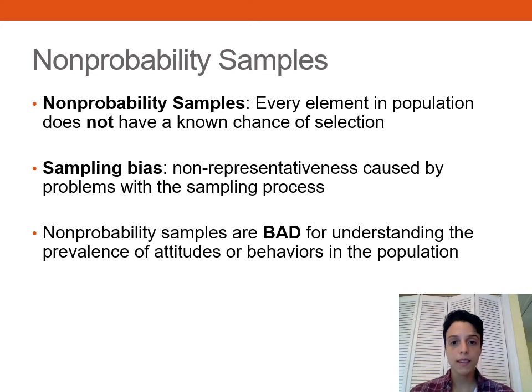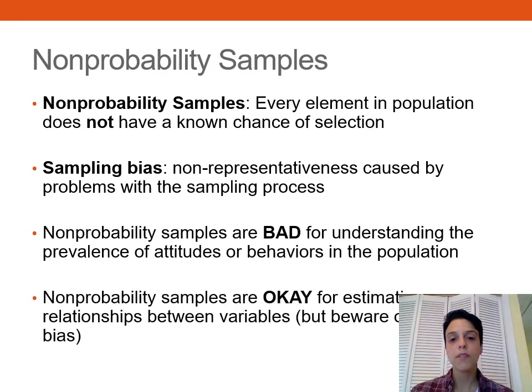Because of this, non-probability samples are really bad for understanding the prevalence of attitudes or behaviors in the population. So thinking about that last example, if you wanted to understand the true prevalence of death penalty support in the United States, you'd really want to use a probability sample. Because if you're not including everybody who has attitudes about the death penalty, you might end up only looking at attitudes among one particular segment of the population. Non-probability samples, on the other hand, are often okay for estimating relationships between variables, but something to be aware of here is still that sampling bias can affect these estimates as well.